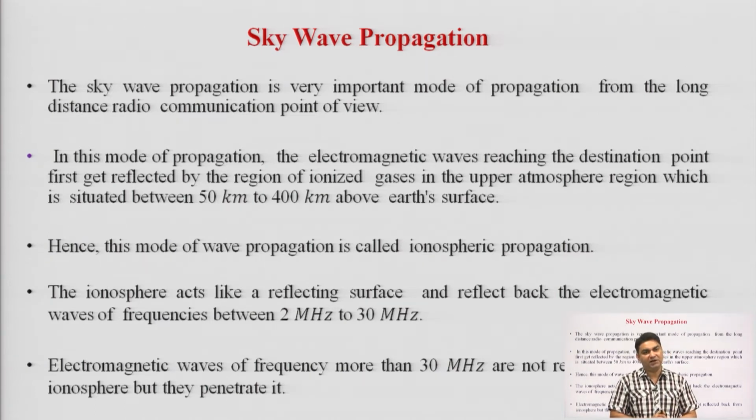The electromagnetic waves of frequency more than 30 megahertz are not reflected back to the earth from the ionosphere; rather, these signals of frequencies higher than 30 megahertz penetrate the ionospheric region.